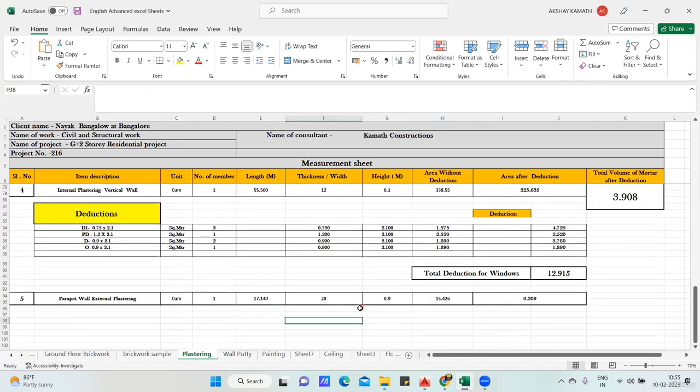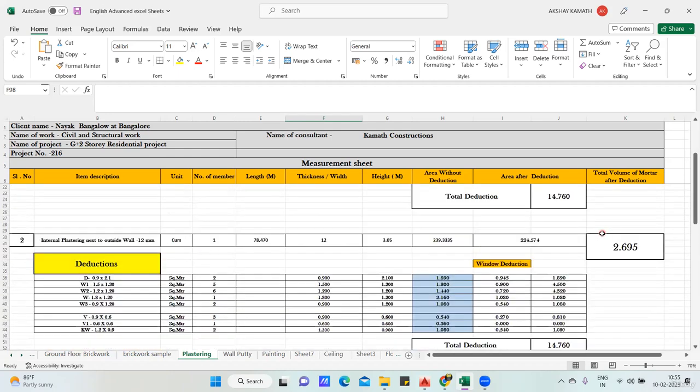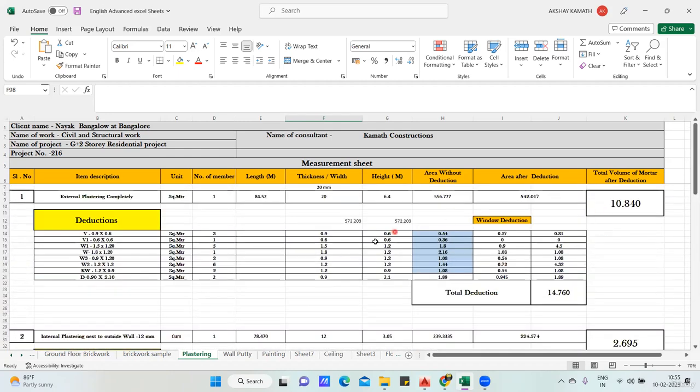Remaining, the extra plastering, I've already added it here, so it doesn't make any sense. It is okay. If you want to verify, you can do that. If you want, I'll do that for our easiness. We have to match the answer. I'll match the answer for you. So this is 10.840.